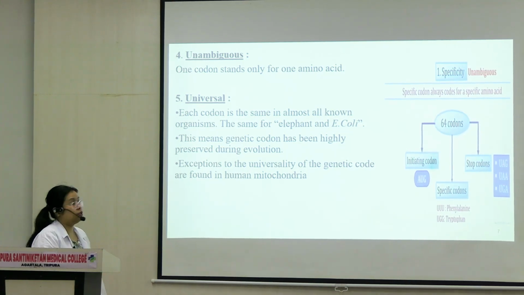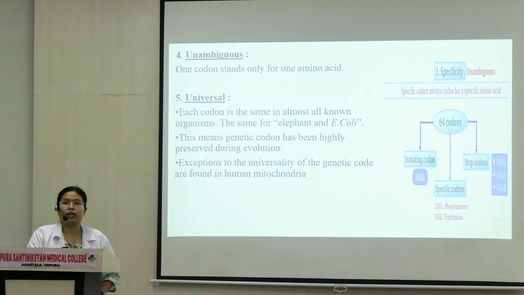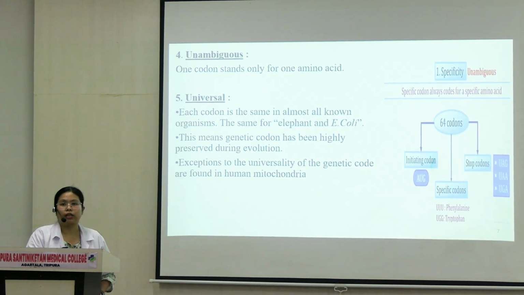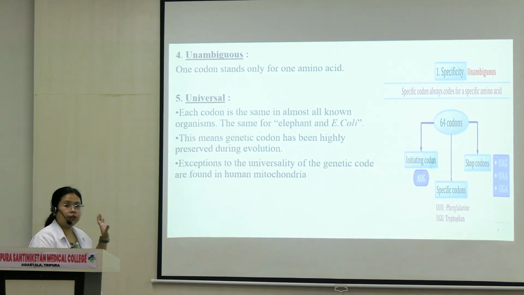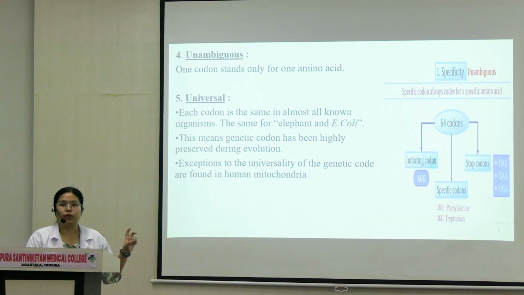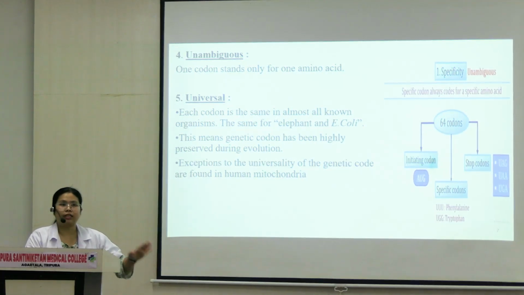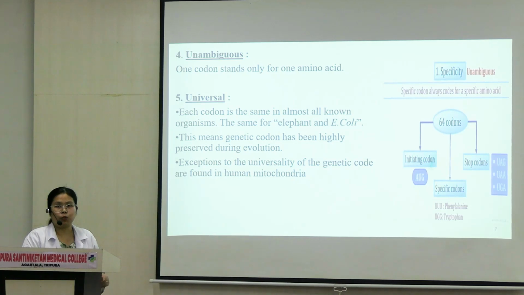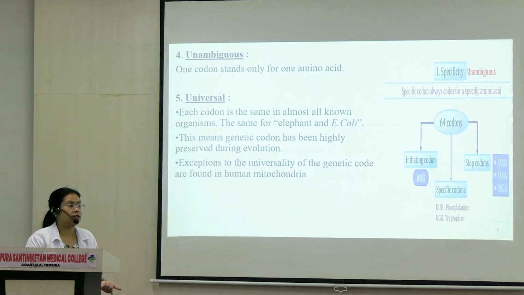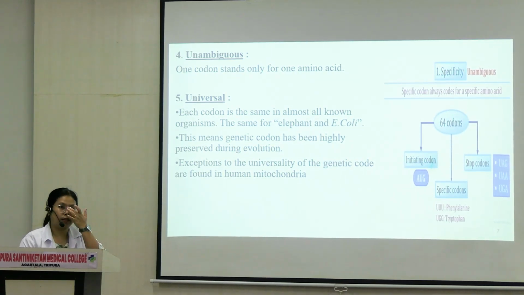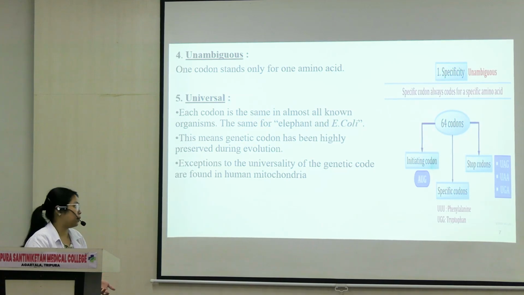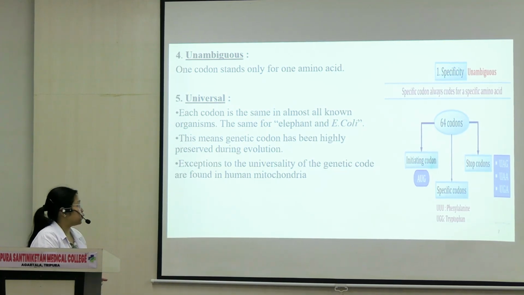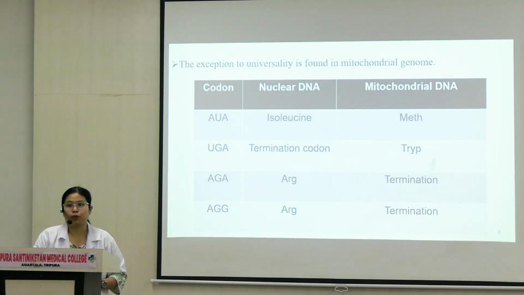And universal meaning, whether it is an elephant or E. coli, prokaryotes or eukaryotes. Whatever we say, each codon representing a particular amino acid is the same across all the organisms in the living world. It's not different in bacteria, it's not different in human beings. There is no difference. It all represents the same thing, except for something called mitochondrial DNA.